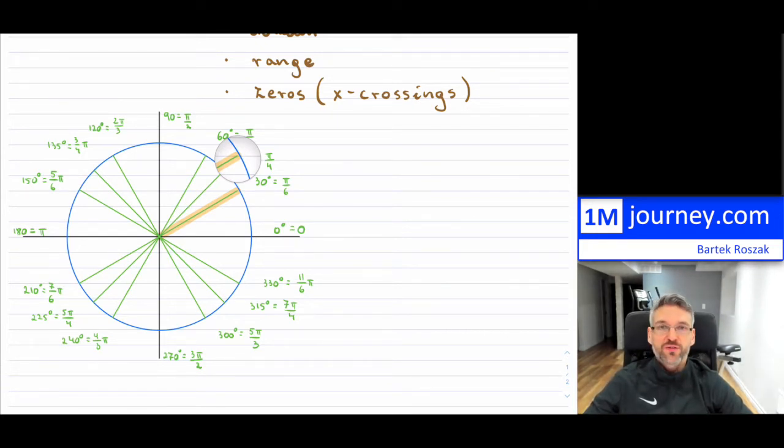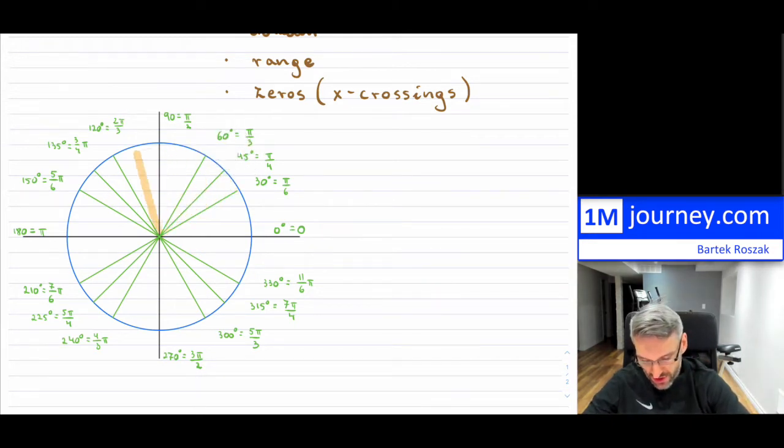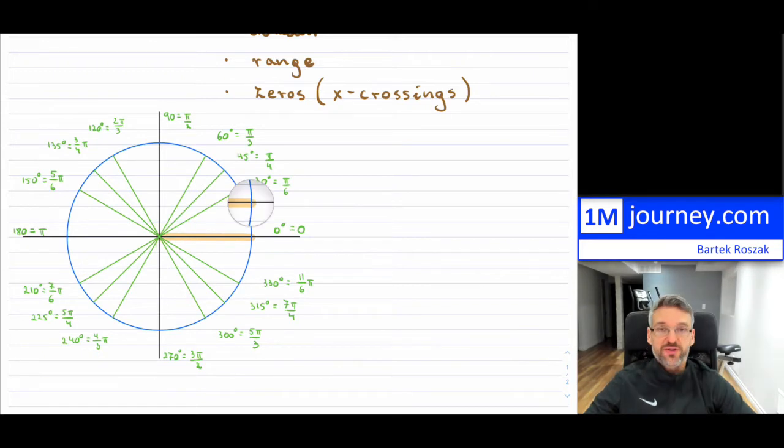So the result for your sine and your cosine is going to be the same if you make the repetitions. So it doesn't really matter how many times you go around here. The values keep repeating after 360 degrees or after 2 pi.